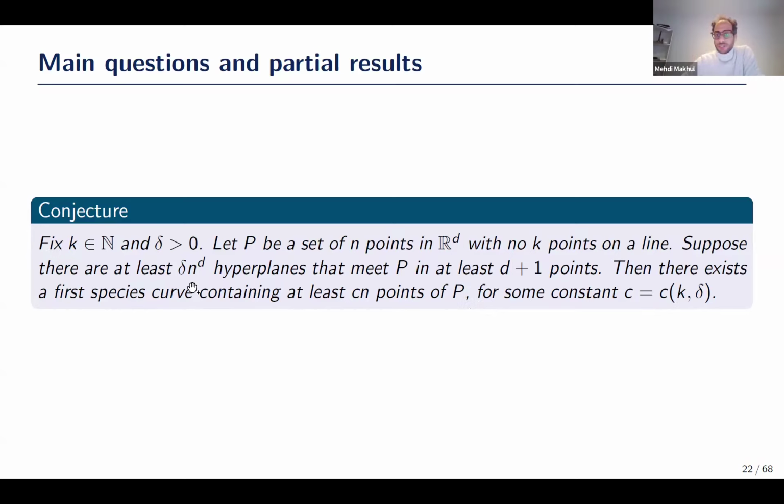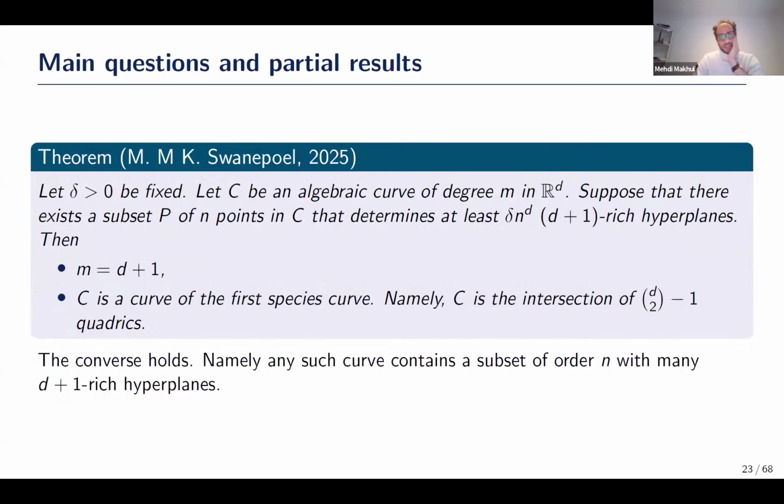For example, in dimension 3, so d is 3, we would expect that the first species curve is the intersection of two quadrics. So it's a degree 4 curve, which comes from the intersection of two quadrics, because there are some degree 4 curves that only one quadric could contain. So this means that not every curve is really a first species.